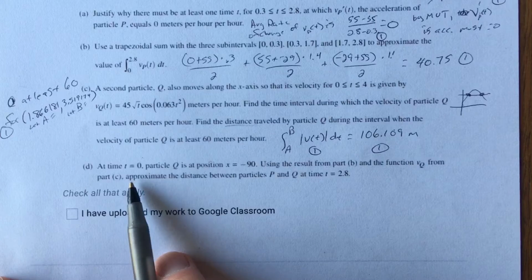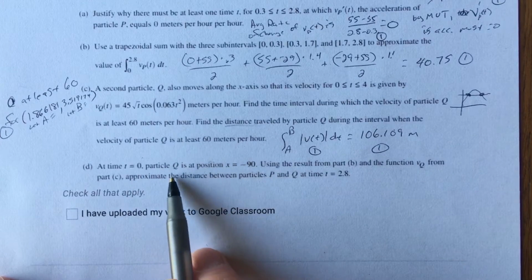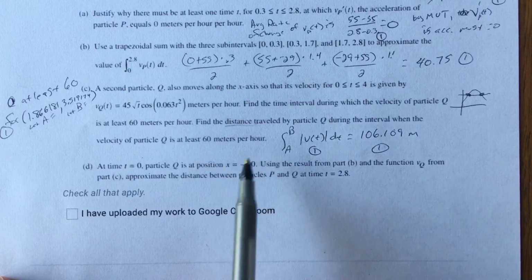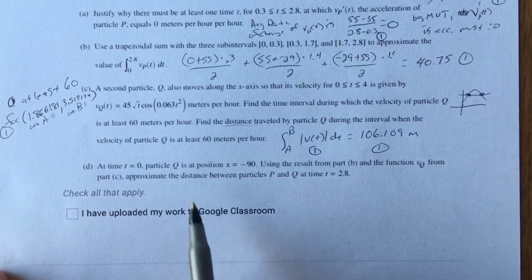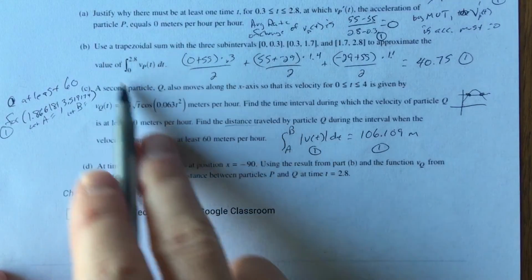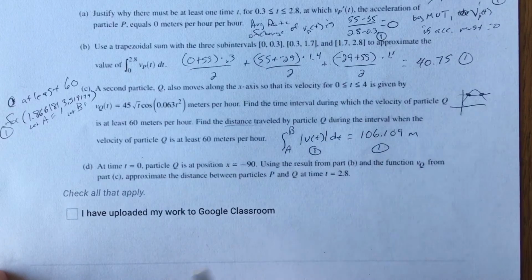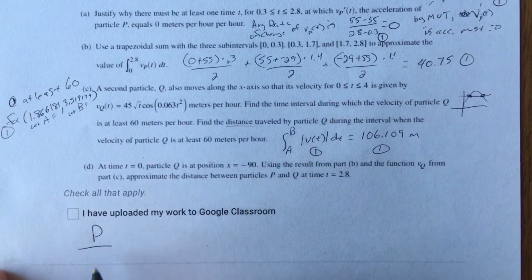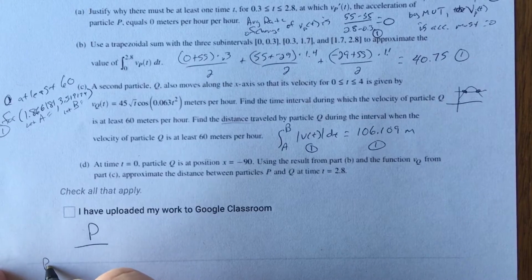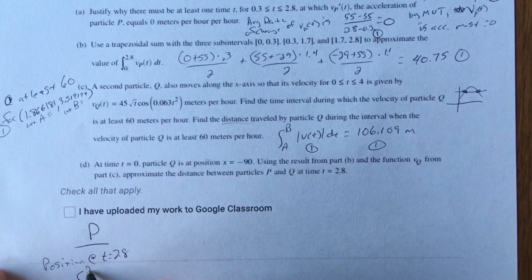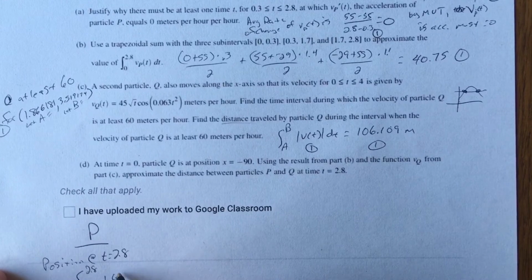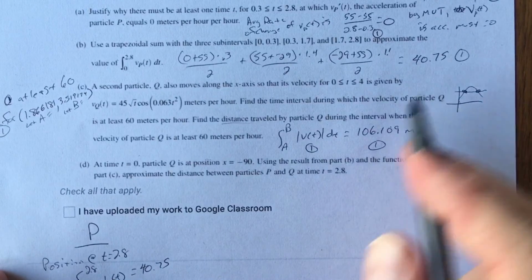Then part D says, what if the position at time 0 was negative 90? Using results from part B and part C, what's the total distance between them? In other words, they're asking whether you know where the position is at 2.8 for these. For particle P, the position at t equals 2.8 is the integral from 0 to 2.8 of its velocity, which was 40.75. We found that from before.